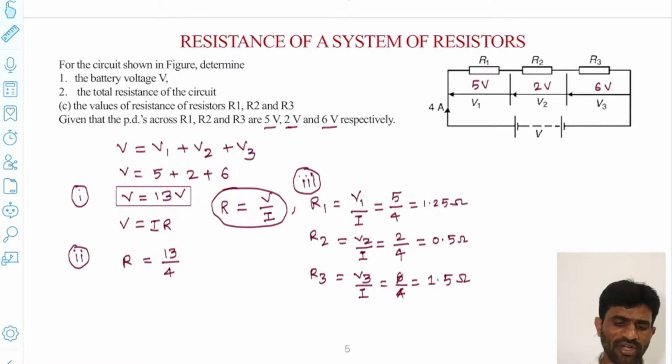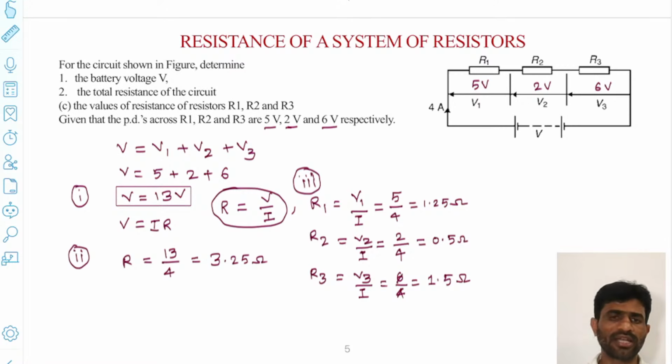13 by 4. If you divide 13 by 4, 4 3s are 12. So it's going to be 4 3s are 12. Point 1 will be left. So 4 2s are 8, 4 5s are 20. So 3.25 ohms. Now you can check whether your final answer is correct or not.